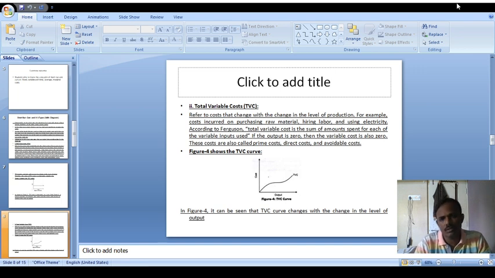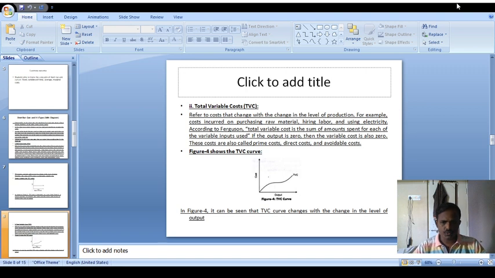Total variable cost refers to cost that changes with the change in the level of production. Costs incurred on purchasing raw material, hiring labor, and using electricity. According to Ferguson, total variable cost is the sum of amounts spent on each variable input used. If the output is zero, then the variable cost is also zero. These costs are also called prime cost, direct costs, and avoidable costs.